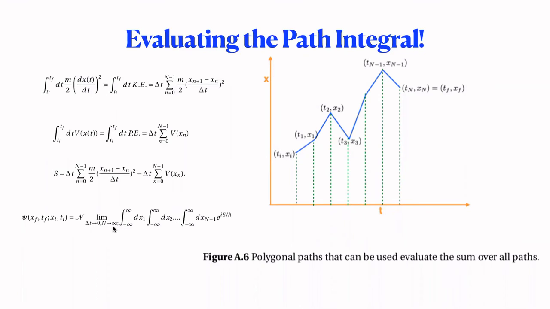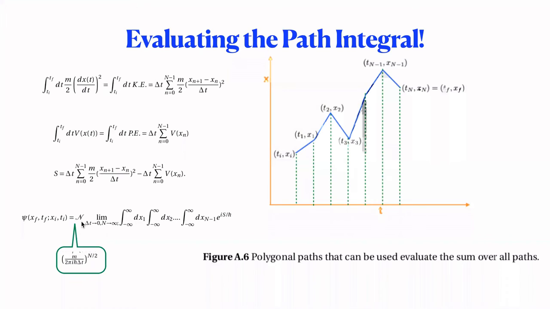How will I do that? Well, I will have to assume that the number of slices of the time interval that I have taken will go to infinity. So n goes to infinity. At the same time, I will assume that the time interval itself goes to 0. So therefore, you have an infinite number of integrals here. And this has to be multiplied by a suitable normalization factor, which works out to be this number.